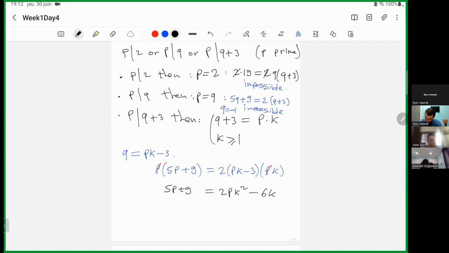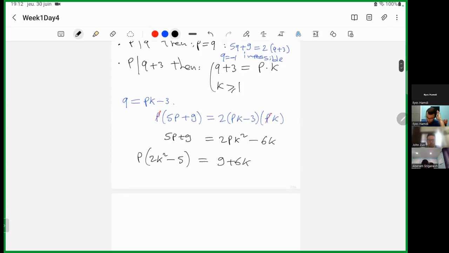Something like this. Now, what would be nice is to, again, factor by p, because this is always what helps. Factor by the prime number and use the fact it's a prime. So probably this is what I would do. So factor by the prime number, 2k squared minus 5 is equal to 9 plus 6k.